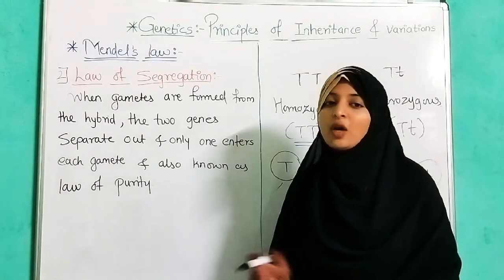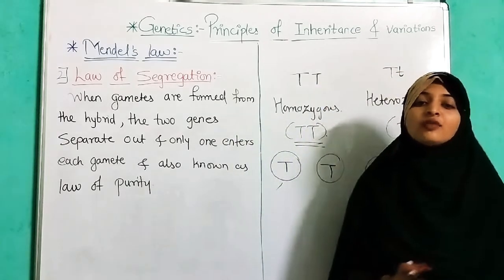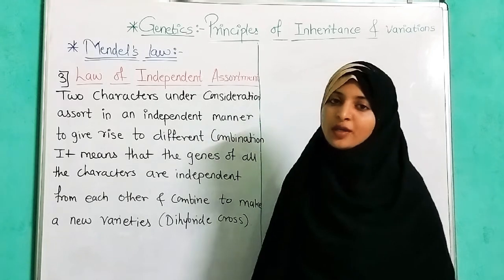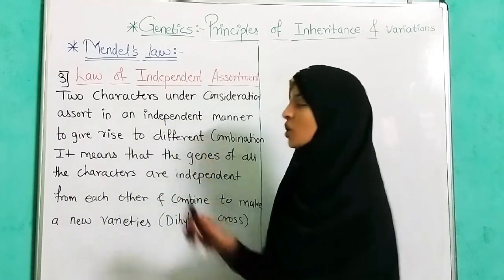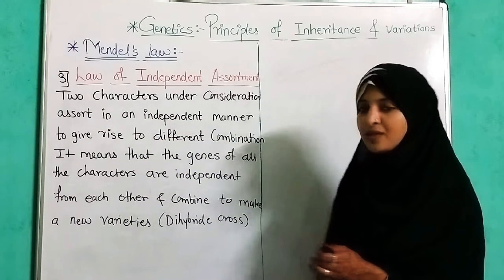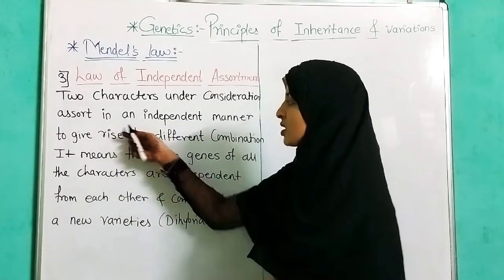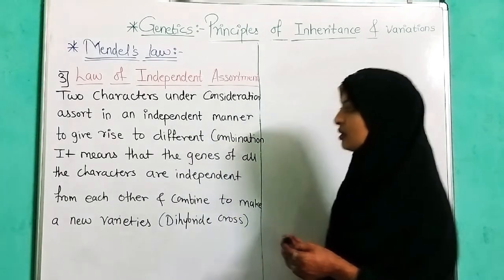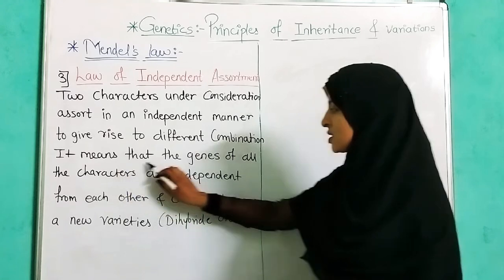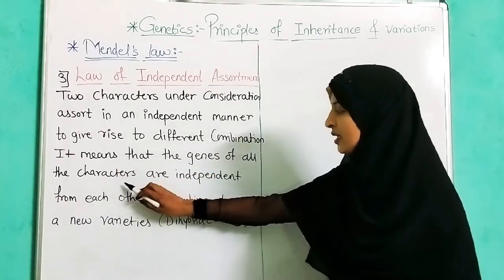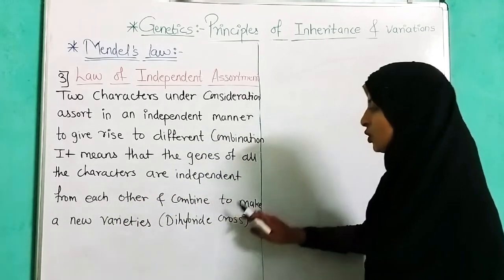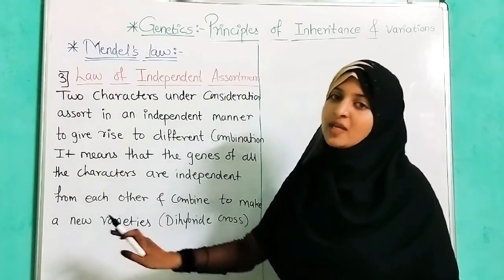Now we are going to discuss the law of independent assortment. The third law is the law of independent assortment. The law states that two characters under consideration assort in an independent manner to give rise to different combinations. It means that the genes of all the characters are independent from each other and combine to make a new variety, and it is applicable for dihybrid cross only.